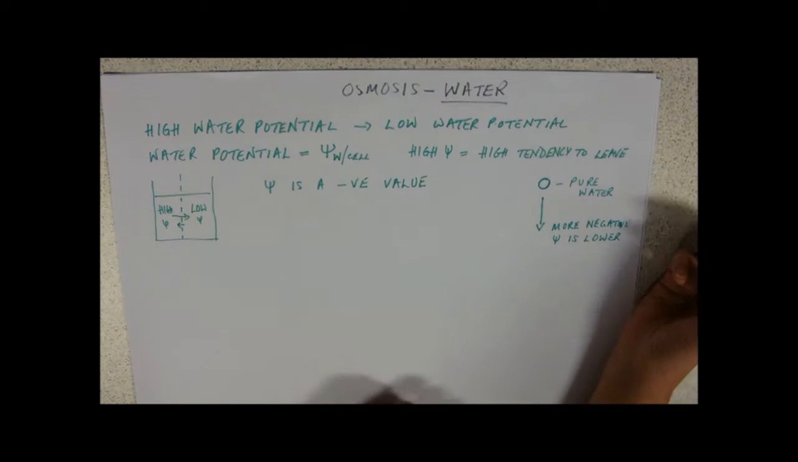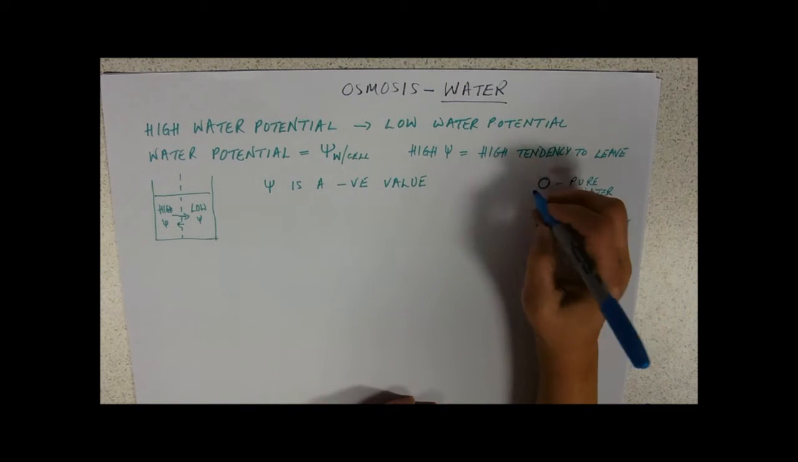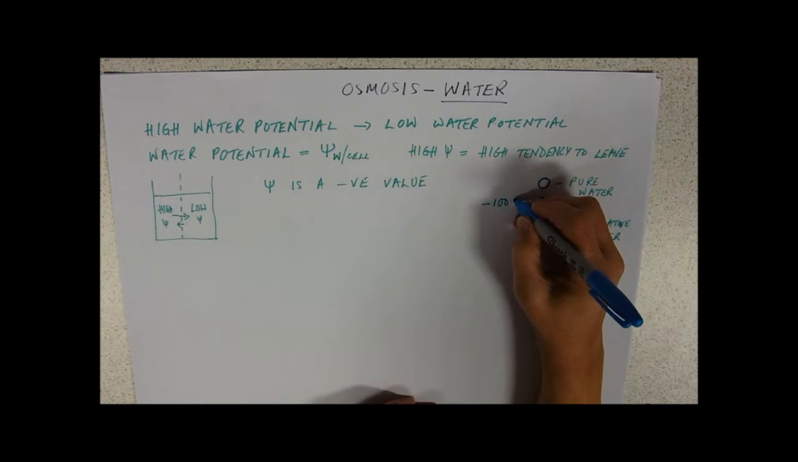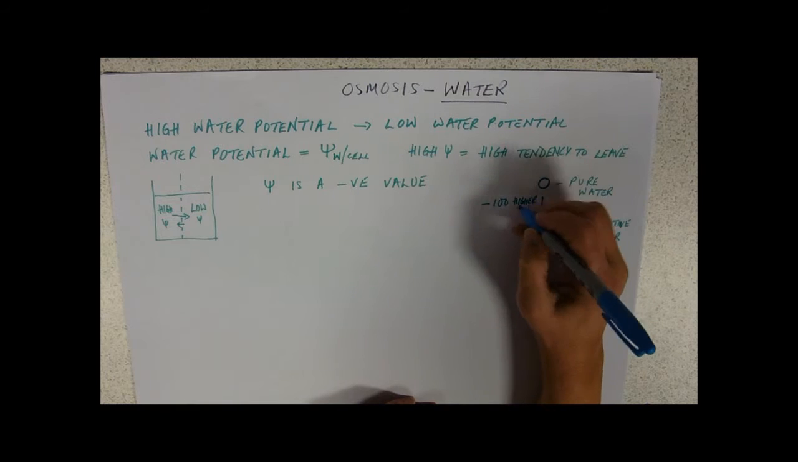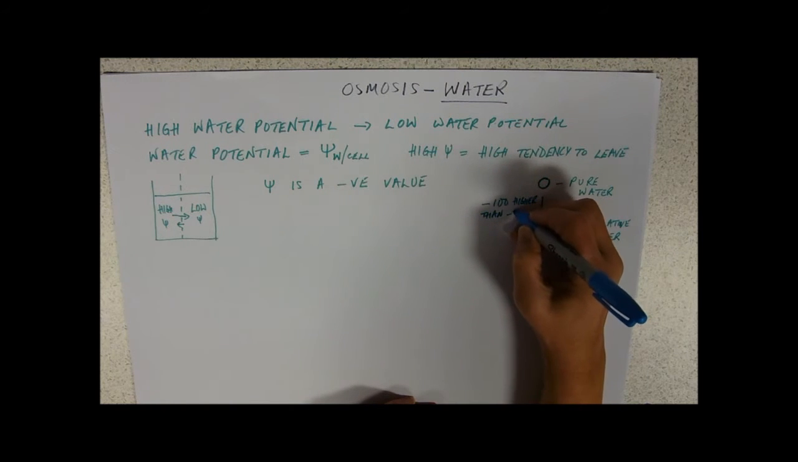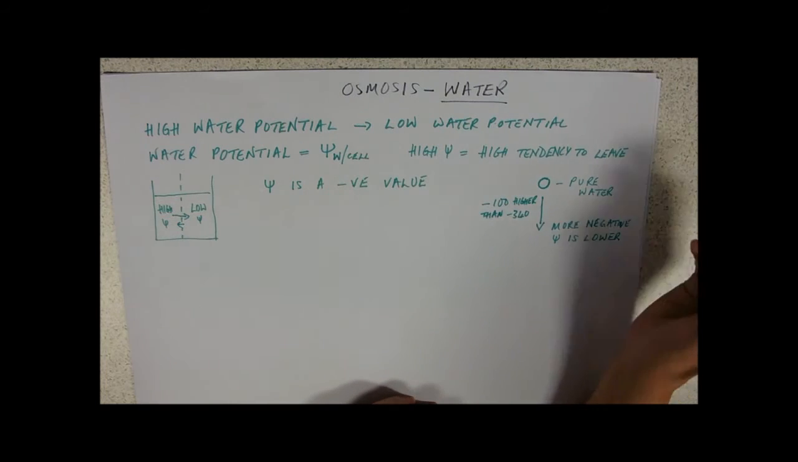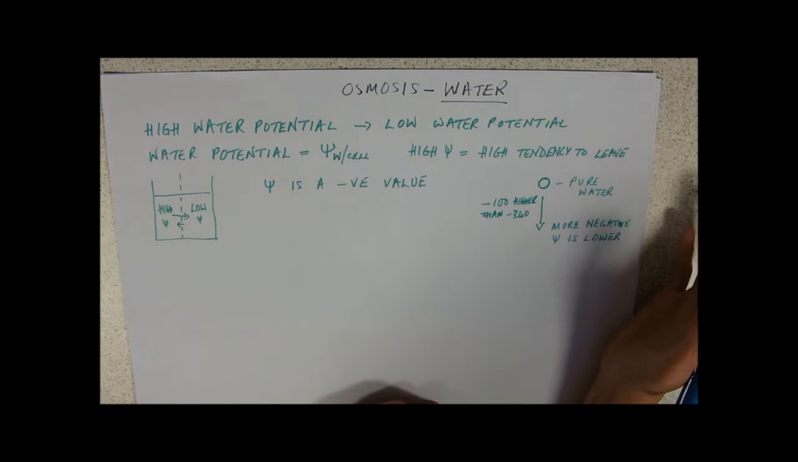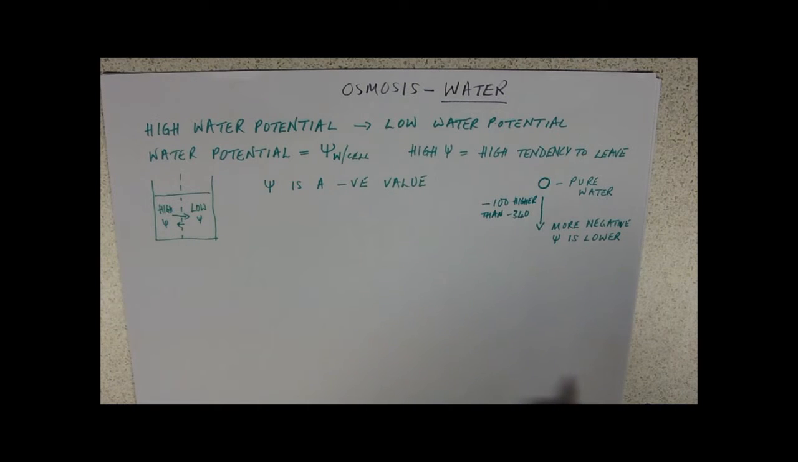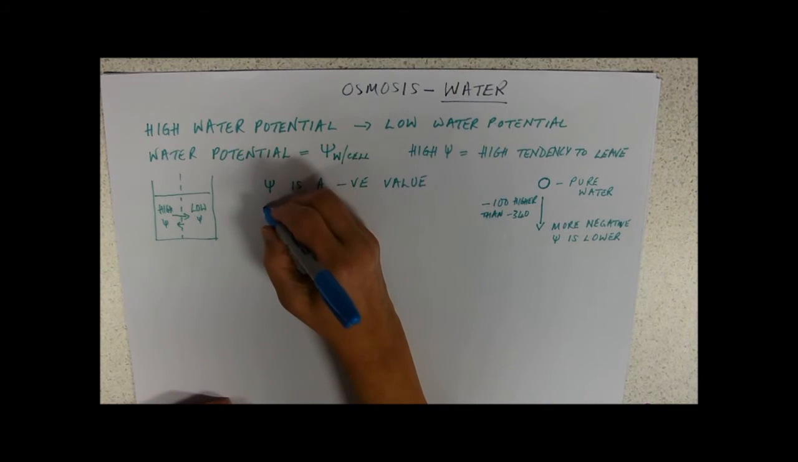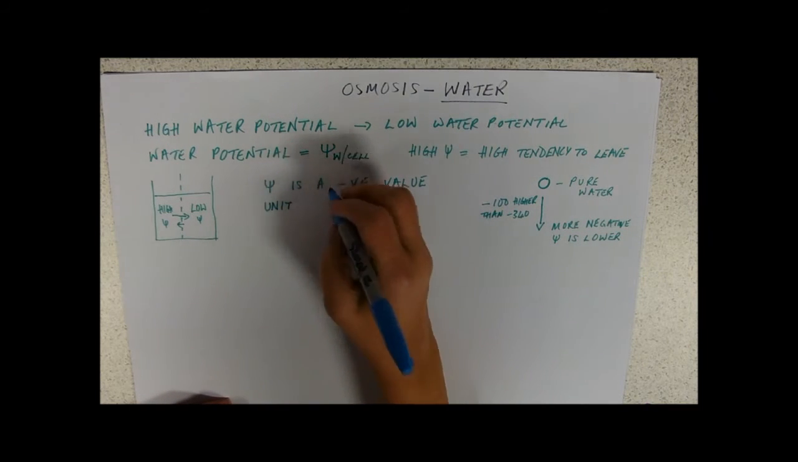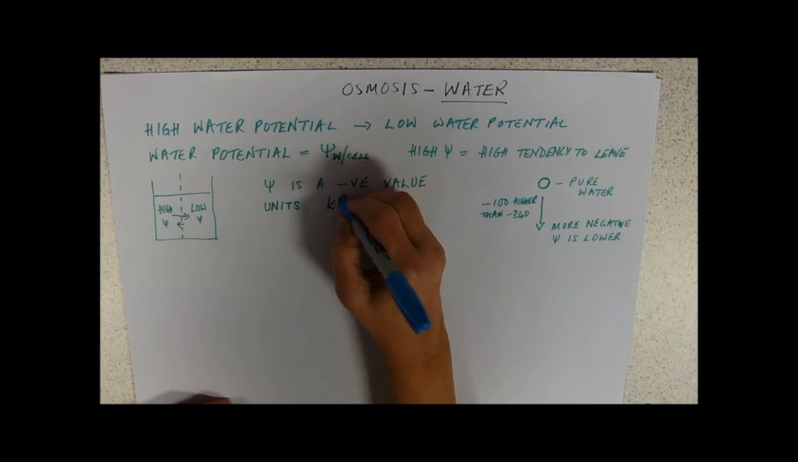So you need to be a bit familiar with negative numbers. So for example, minus 100 is a bigger number, a higher number than minus 340. So it's a negative value, so the more negative it is, the lower the water potential is, and the more likely the water is to be moving into it. The closer it is to 0, the higher the water potential, the more likely the water is to leave. And the units are weirdly a unit of pressure, which is the kilopascal.